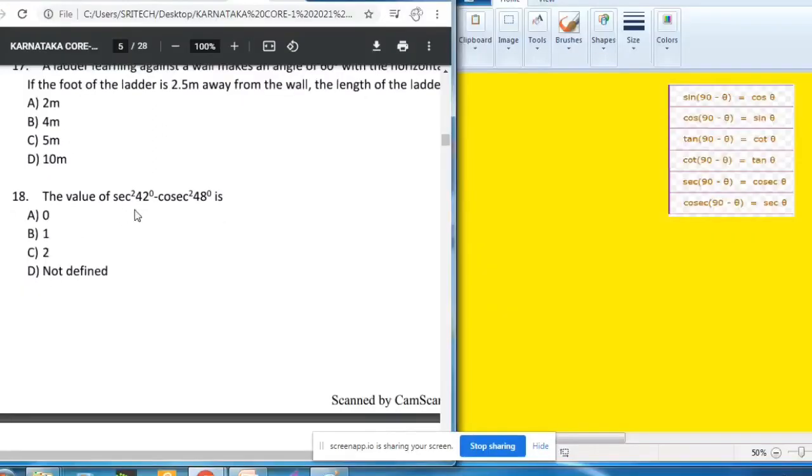18th question. The value of secant square 42 minus cosecant square 48 is. Clearly, this is a complementary angle question. We'll see the complementary angles.